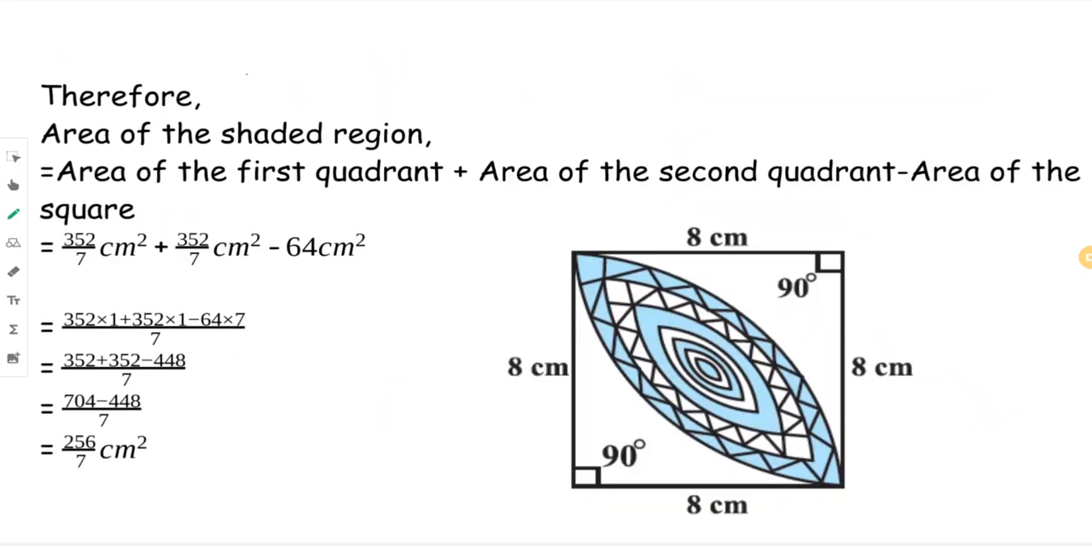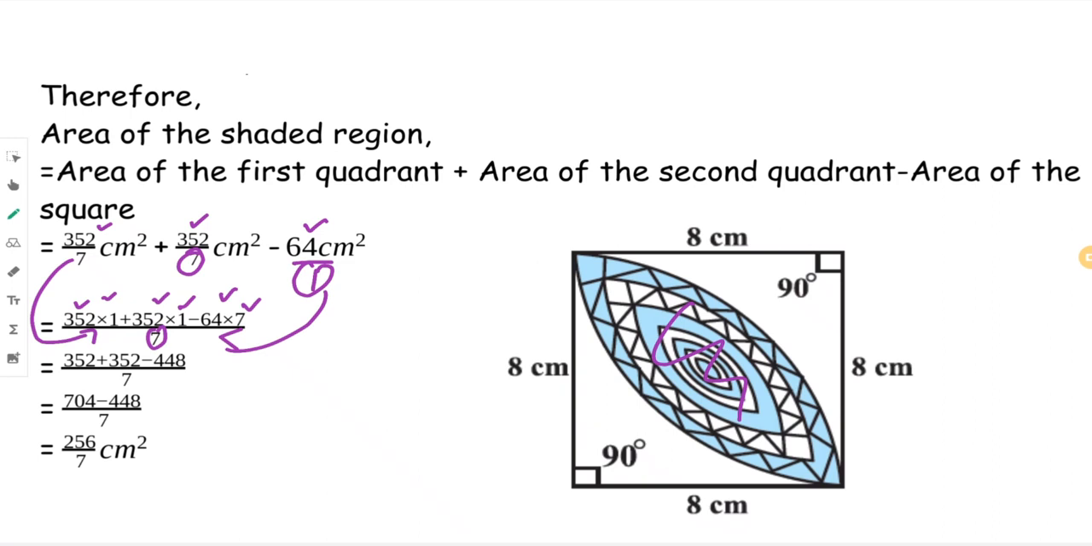Therefore, the area of the shaded region or area of the design is the area of the first quadrant plus the area of the second quadrant minus the area of the square. All right, so we already know first and second, 352/7, 352/7, the area of the square is 64, right? Now let's try to find the LCM. Remember, 1 is here, so if I try to find the LCM, it will just be 7, right? Write down the numerator, 352, how many times 7? 7 1 is 7. Then write down the numerator 64, how many times the 7? 7 1 is 7, right?